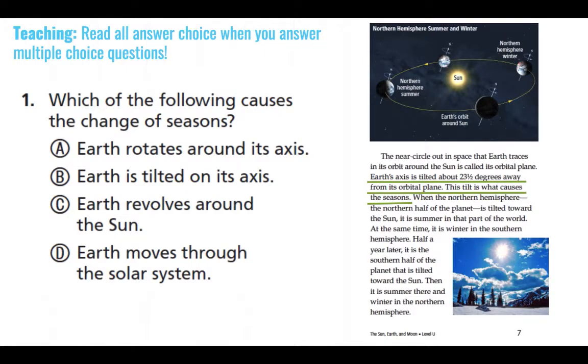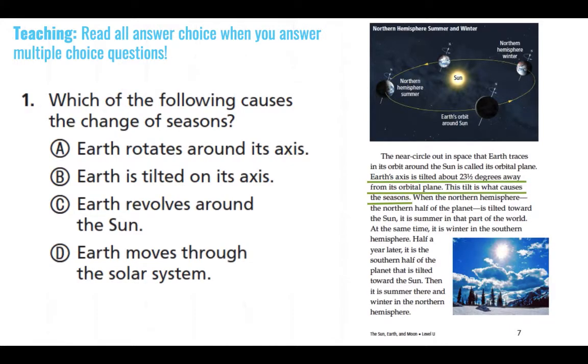When I'm given a multiple choice question like this, I go through each answer choice to make sure I get the right one. So I read the question, which of the following causes the change of seasons? Then I went into my book and I flipped through, I skimmed, I reread the various sections, looking at the table of contents, looking at the headers to find where the story talked about seasons. I noticed on page 7, the author wrote, Earth's axis is tilted about 23.5 degrees away from its orbital plane. This tilt is what causes the seasons.